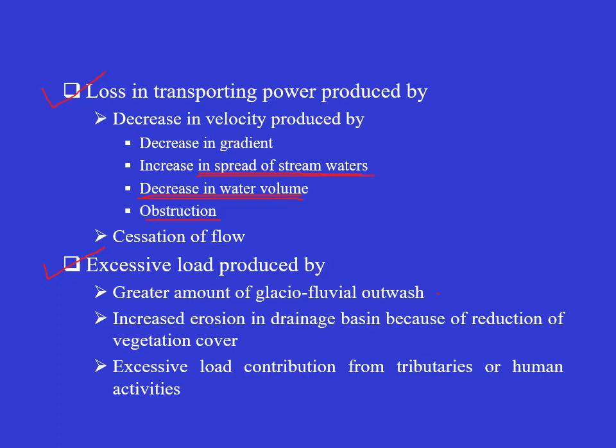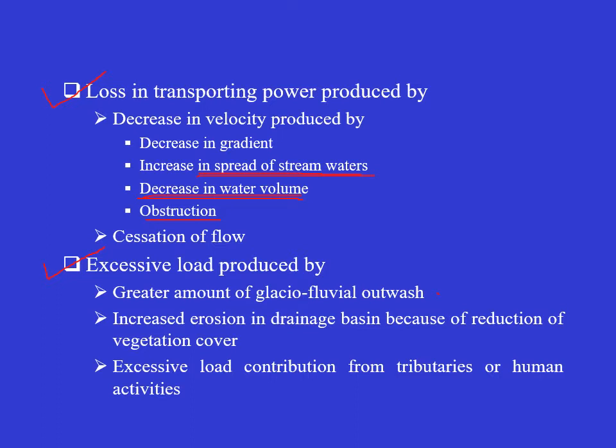So thereby, if in the drainage basin lots of trees are cut down, lots of weathering and erosion of those loose particles and soils happen, and they ultimately go to the river valley, thereby increasing the amount of load. Thirdly, excessive load contribution from tributaries or human activities.